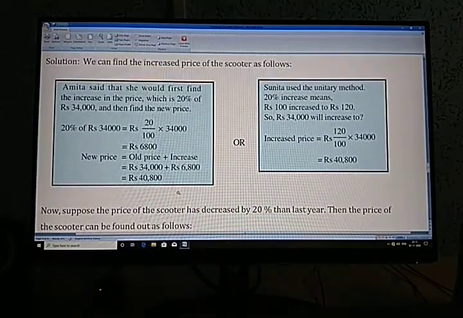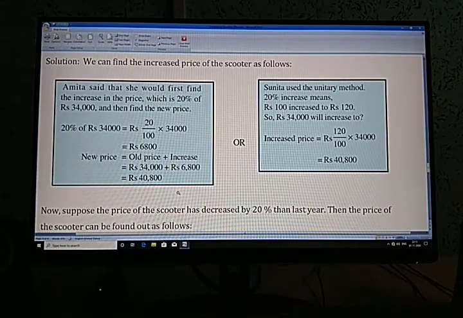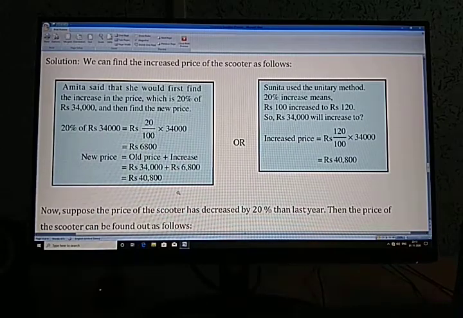Now what if the price of the scooter has decreased, or what if the scooter is an old one, as I said earlier, and its price has depreciated? Every year it depreciates. The word depreciation can also be given sometimes in the question. Depreciation means its value has decreased. So suppose it has decreased by 20%. So what to do here? Here we have to find the decrease percentage.